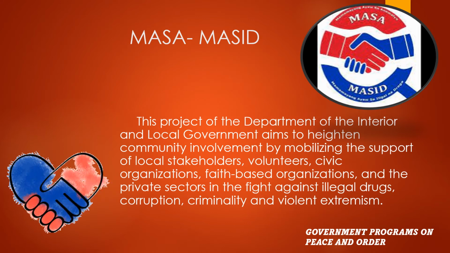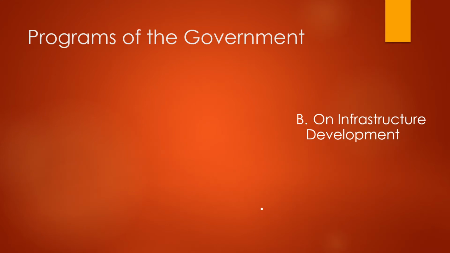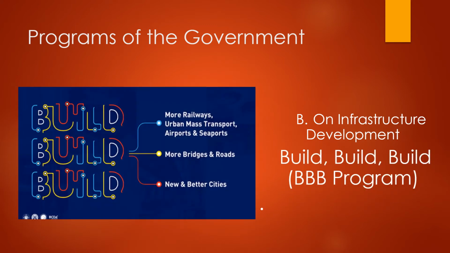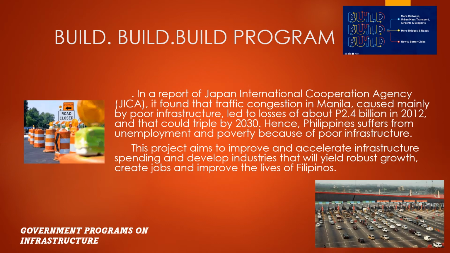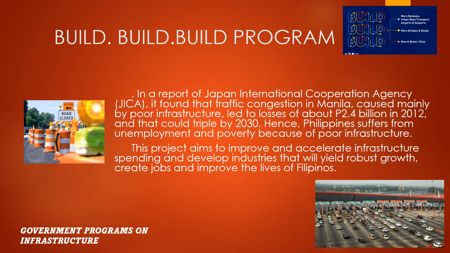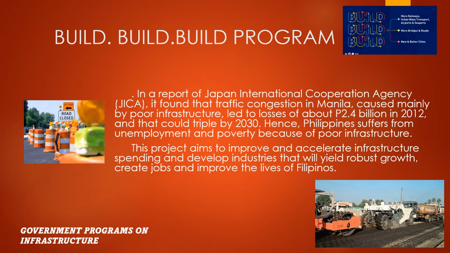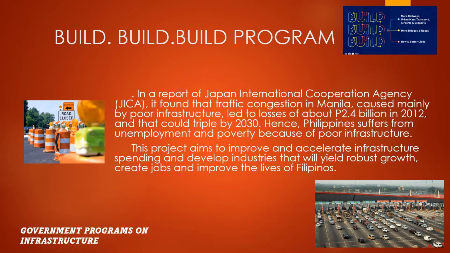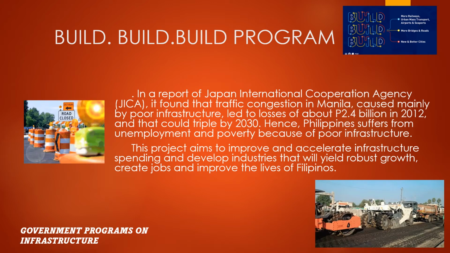This next one, I know you are very familiar with it. Without this, we cannot enjoy smooth travel, safety, and of course, convenience. Second one is infrastructure development, the Build, Build, Build program. In a report of the Japan International Cooperation Agency, JICA, it found that traffic congestion in Manila, caused mainly by poor infrastructure, led to losses of about 2.4 billion in 2012, and that could triple by 2030. Hence, the Philippines suffers from unemployment and poverty because of poor infrastructure.